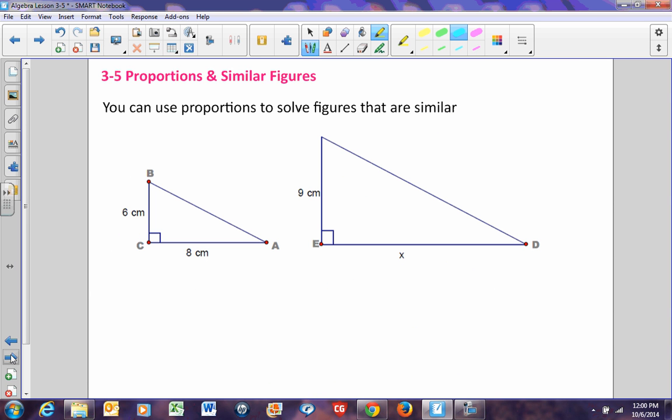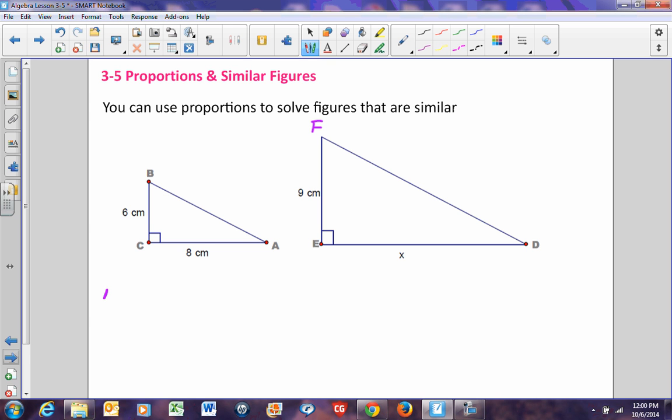Now, how does that help us? Well, what's really cool is now if we're missing parts to a triangle, we just need to simply set up a proportion and solve. For example, if we look at this triangle ABC, and it would be A, B, C, and there should be an F up here. I don't know where F went. So the triangles are similar.